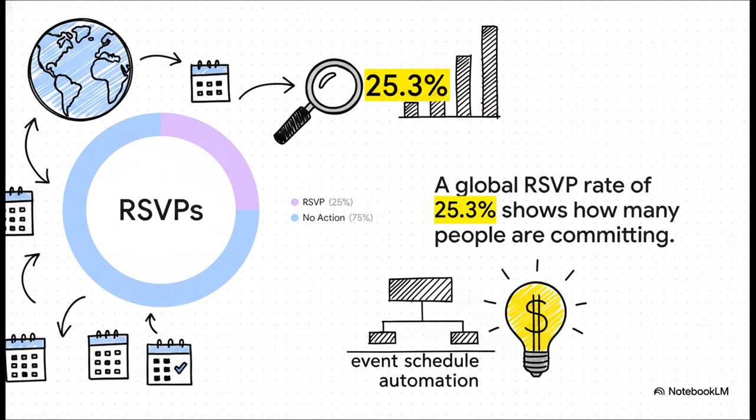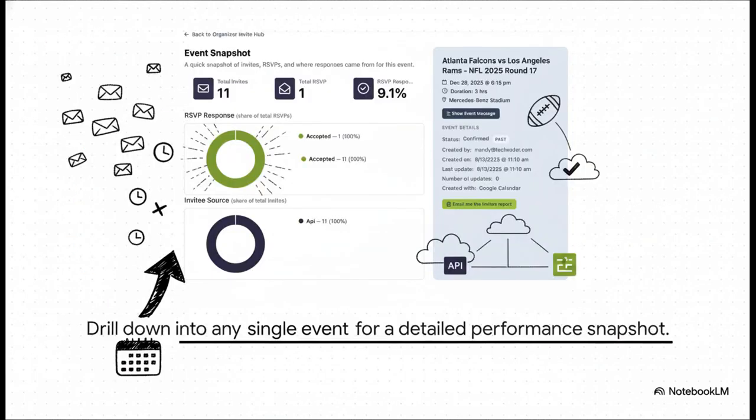And we can get really specific. I mean, look at this sample data here. We're seeing a global RSVP rate of 25.3%. This is the kind of insight that helps you understand how engaging your events actually are. You know, are people just looking, or are they actually committing to show up? But you can go way deeper than that.